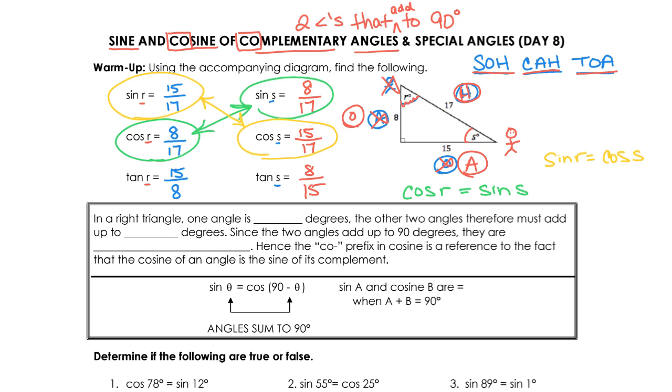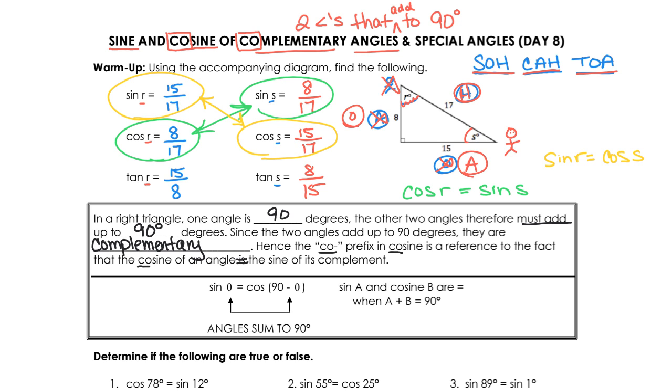All right. So in this box is a little bit of an explanation. It says in a right triangle, one angle is 90 degrees. The other two angles, therefore, must add up to 90 degrees. Okay. Since the two angles add up to 90 degrees, they are complementary. Okay. Hence, the co prefix in cosine is a reference to the fact that cosine of an angle equals the sine of its complement.